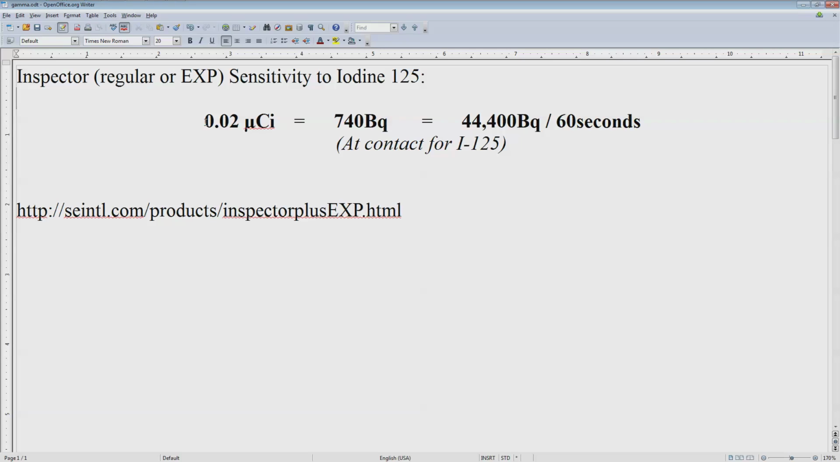So you actually need a significant amount to detect it with an Inspector using the LND7317 tube that they use. And this is per them, not me, per them.